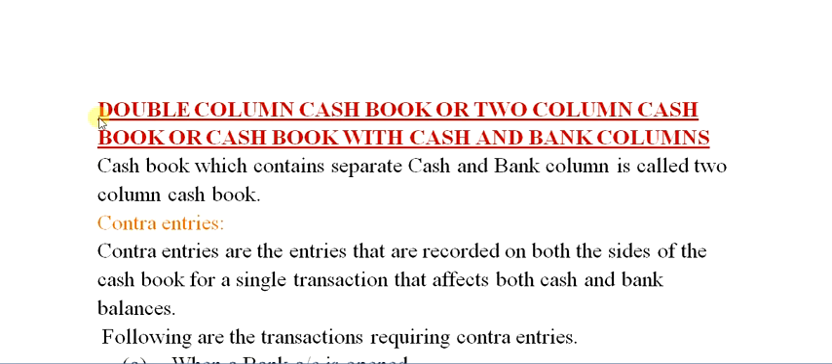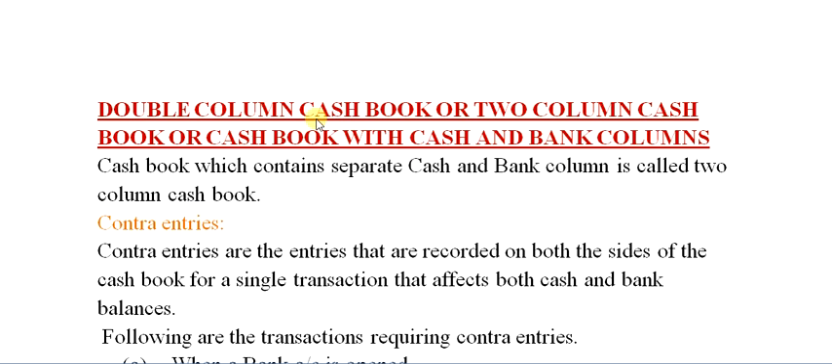Moving on to the next concept, on page number 4.8, in the book you can see they have given double column cash book, or two column cash book, or cash book with cash and bank columns. So my dear students, the first book is the simple cash book, which we have already completed. The second type of cash book is the double column cash book, or two column cash book, or cash book with cash and bank columns.